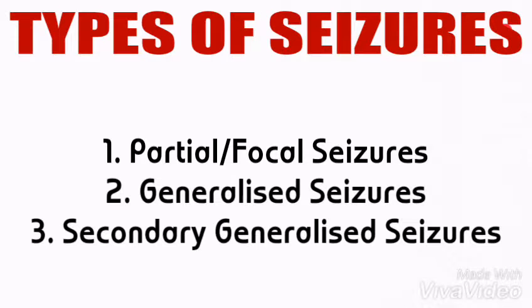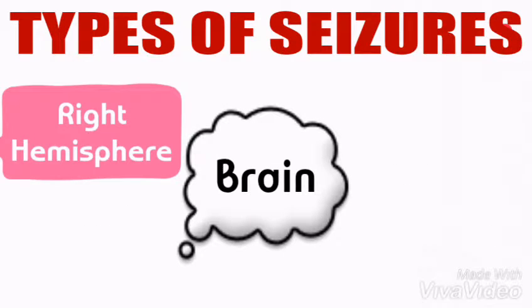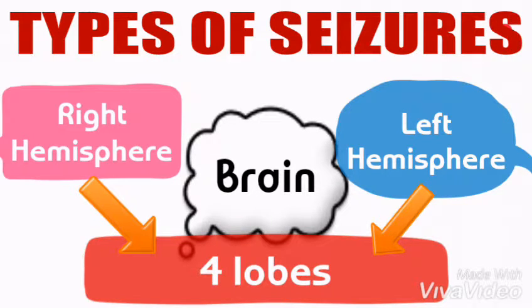So epileptic seizures are always different from any other types of seizures because epileptic seizures always start in the brain, unlike others. Note that the brain has two hemispheres, the left and right hemisphere. Each hemisphere consists of 4 lobes, and each lobe performs a specific function.